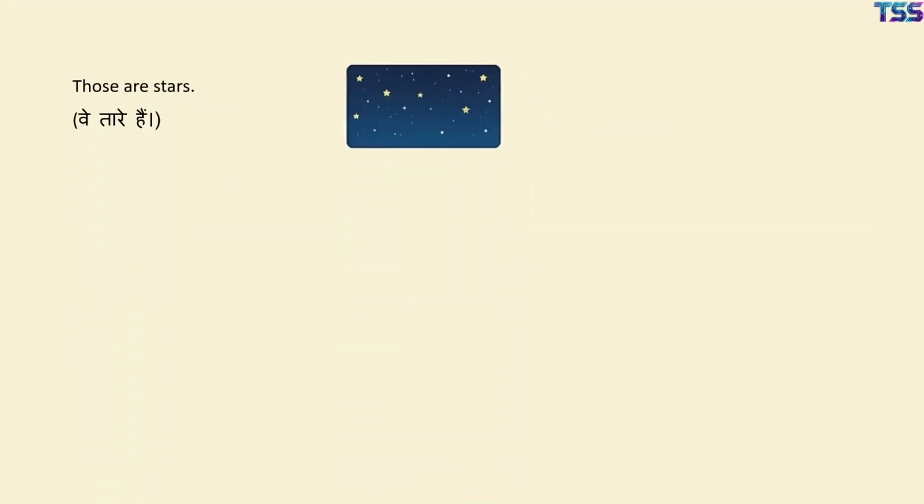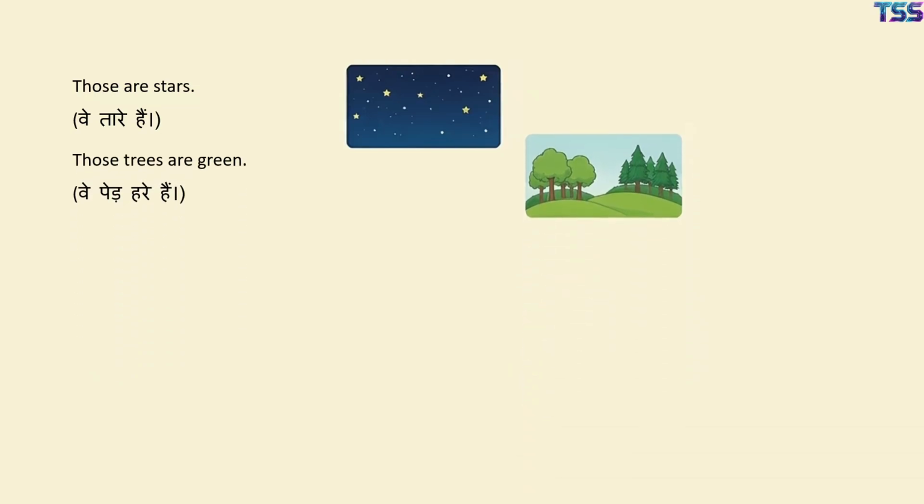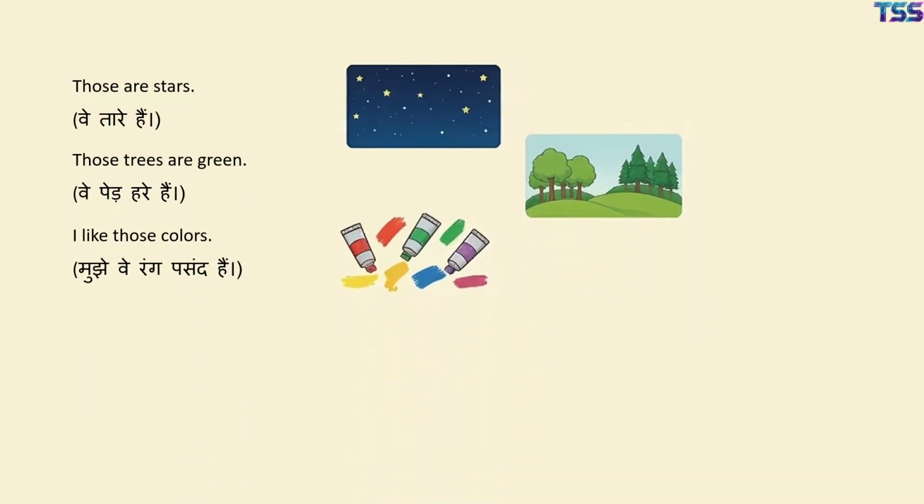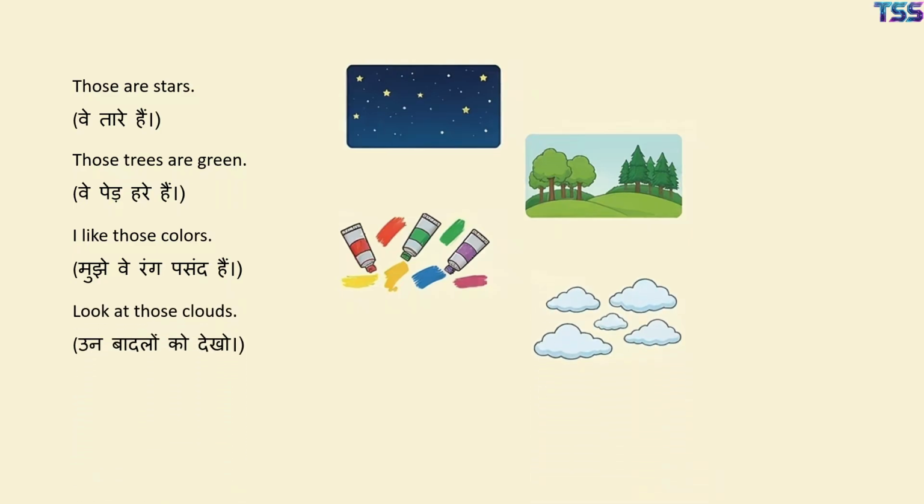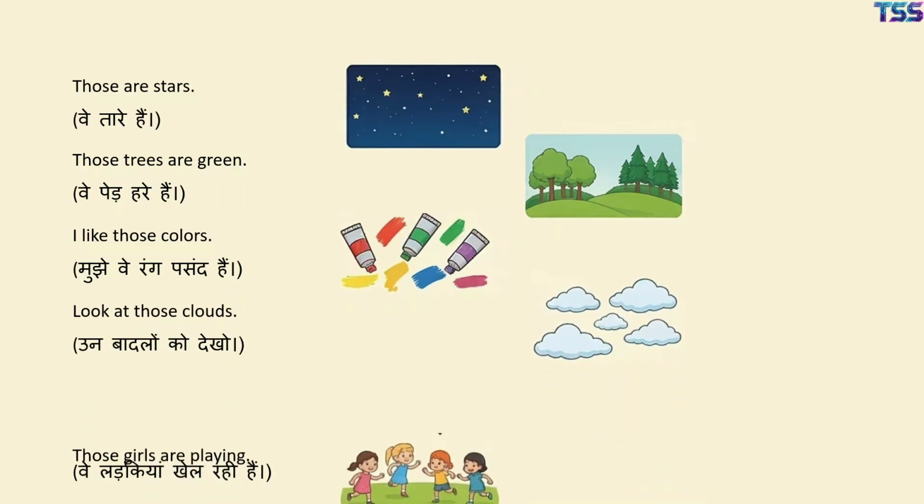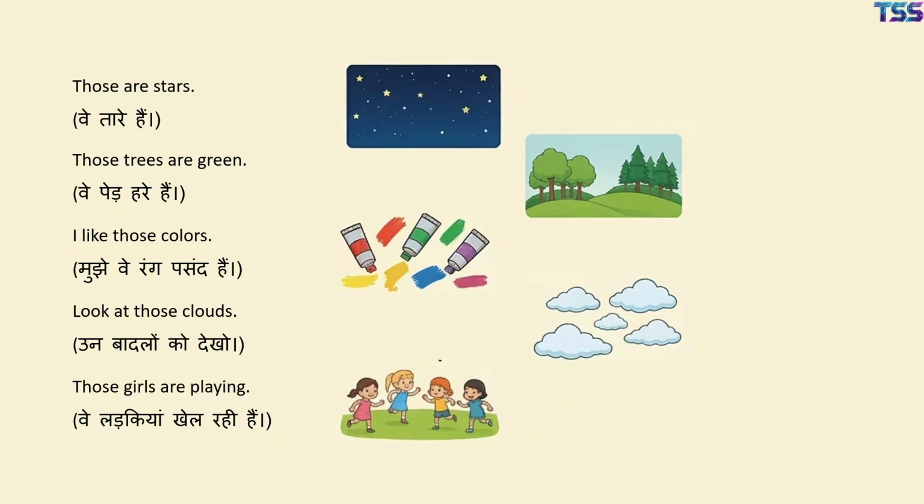Those. Those are stars. Those trees are green. I like those colors. Look at those clouds. Those girls are playing.